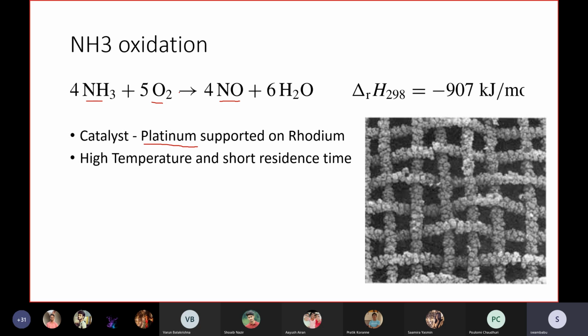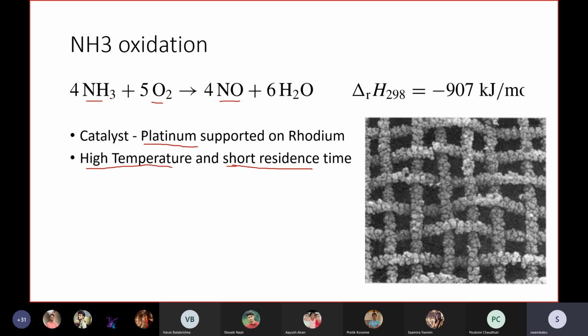So as the temperature increases, the conversion increases, because there is no backward reaction. If you have a backward reaction, then as temperature increases the backward reaction dominates, but that problem is not there. So we can use high temperatures and short residence time. We need to use the shortest residence time.